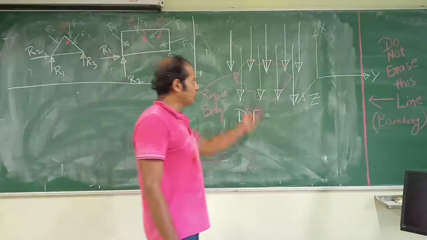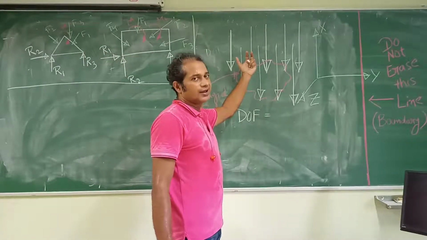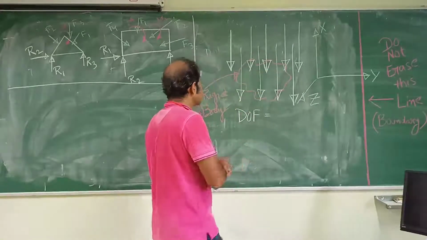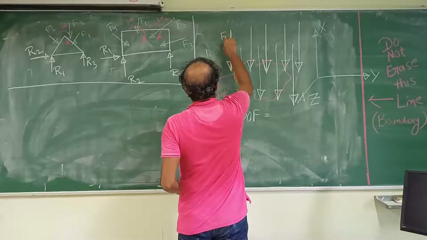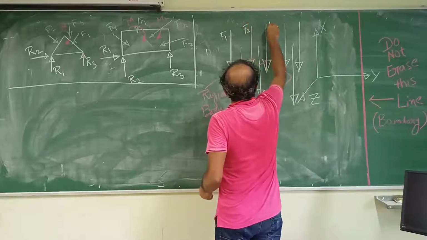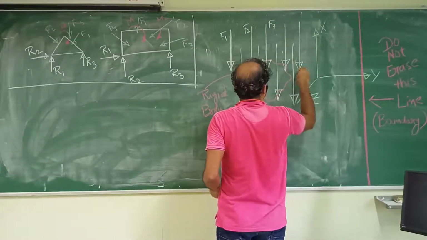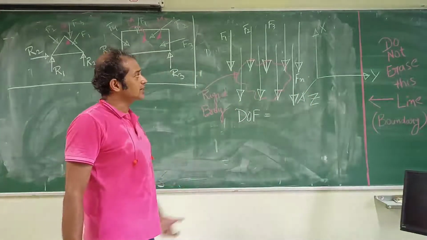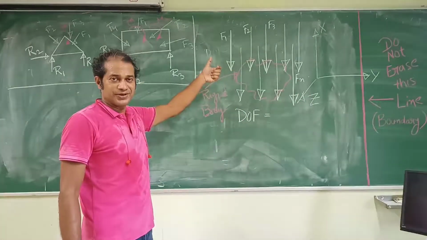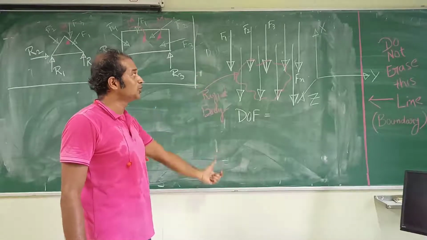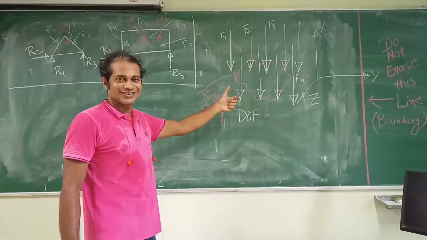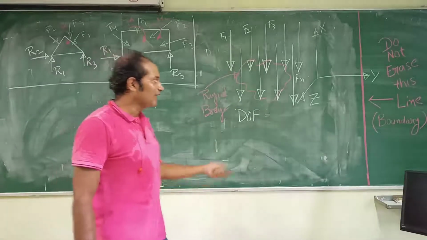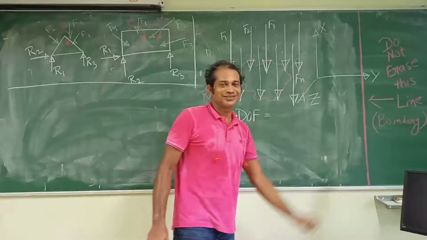First, the body is going to translate along x, because x is parallel to all these forces. Let's say these forces are F1, F2, F3 and so on, Fn. So the body is going to translate along x, and can rotate only about z or y.